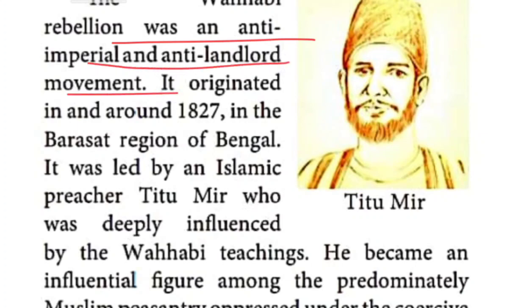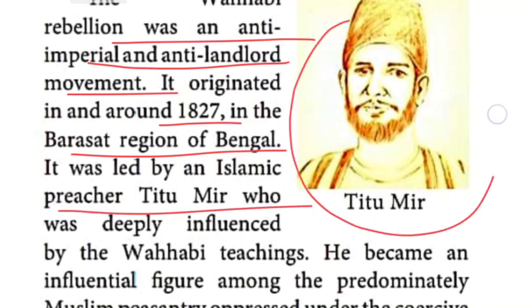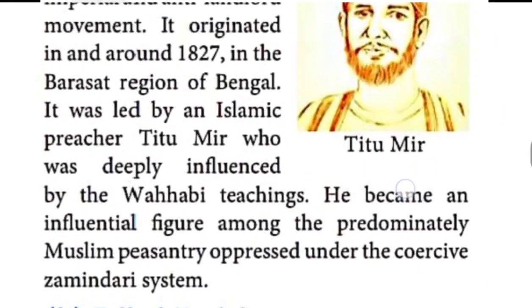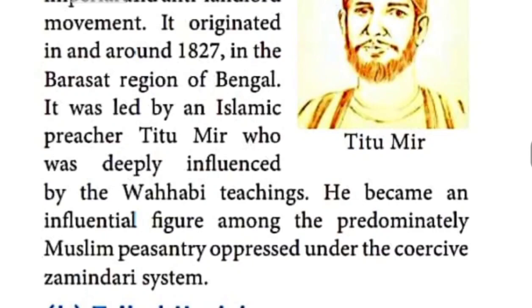It was founded in the year 1827 in the Barasat region, which is located in Bengal. It was led by an Islamic preacher. Titumir was the Islamic preacher, responsible for the Wahhabi rebellion, and he was deeply influenced by Wahhabi teachings. He became an influential figure among the predominantly Muslim people. Among the Muslims, this man was popular.